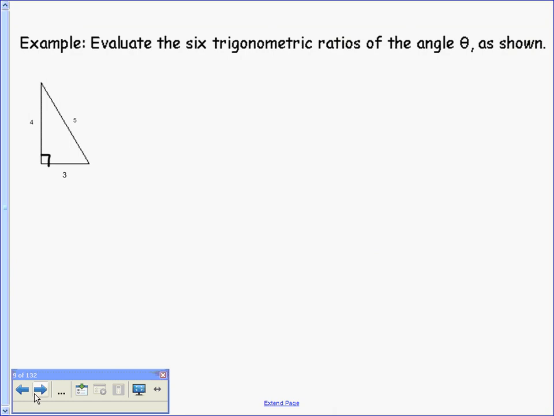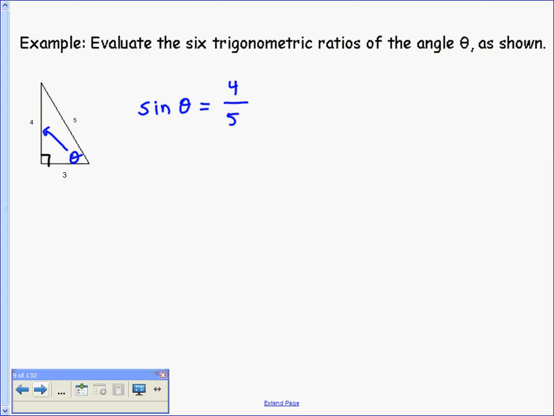Okay, now here we have an example, and what we're looking to do is evaluate the 6 trigonometric ratios of the angle theta that's shown here. And let me mark theta. Theta is going to be this angle here. All right, so we want sine. Okay, and we're just going to leave these in fraction form, and that's fine. So the sine is going to be the opposite, which is 4, over the hypotenuse, which is 5.